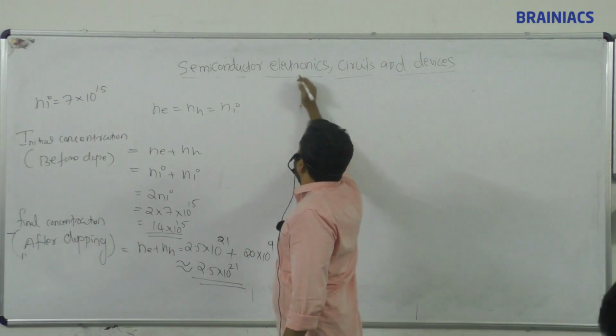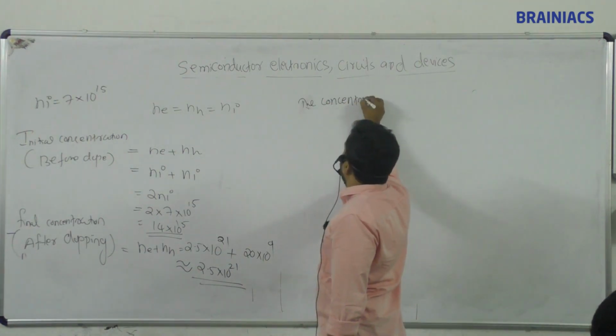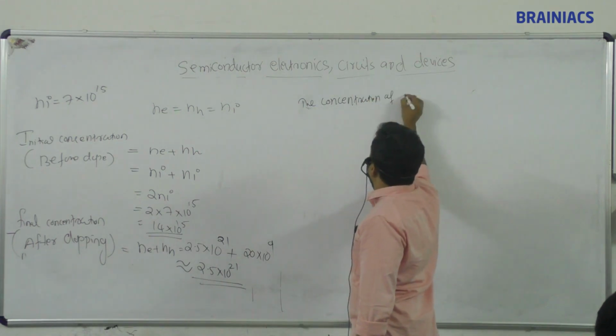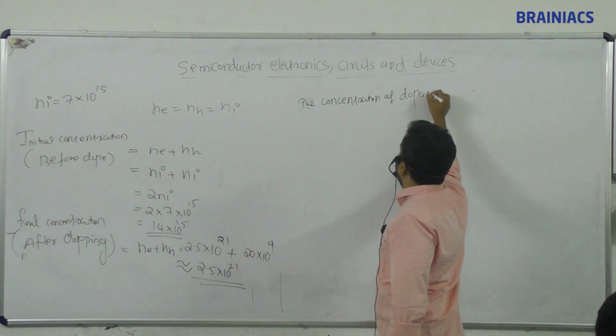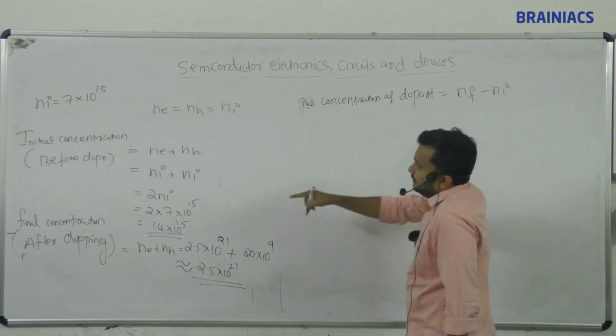Okay, so below, the next one. The concentration of carriers, the concentration of dopant, we can put it like this: the concentration of dopant is equal to NF minus NI. This is the final concentration.